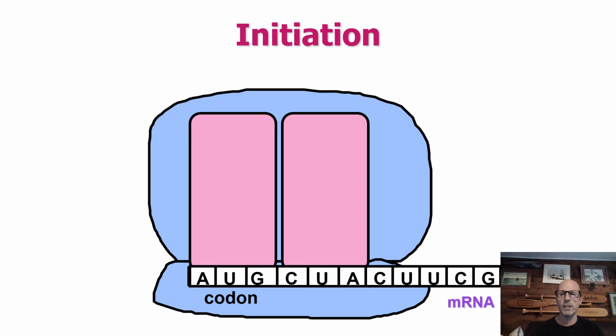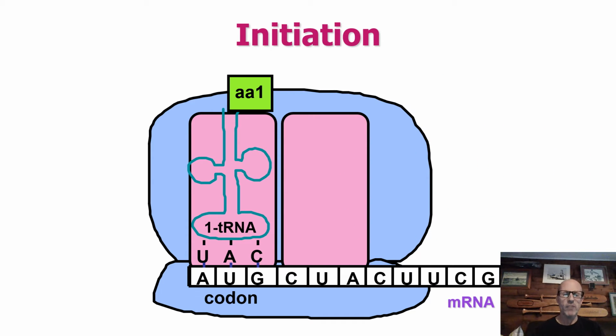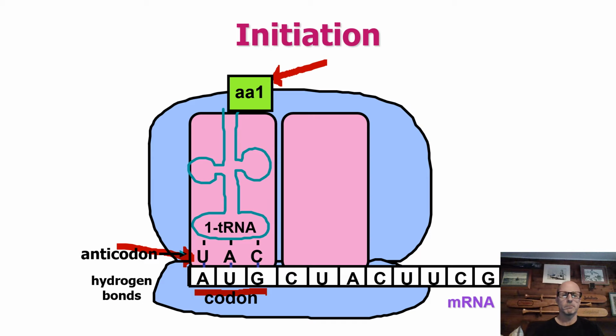So initiation has begun. At this point, the transfer RNA that is carrying the first amino acid, which in this case happens to be methionine, comes in to the P site. So the transfer RNA has pulled in the amino acid. It has lined up the anticodon loop, and that transfer RNA has lined up with the codon in the mRNA, which is AUG. The anticodon would be UAC. And of course, we have hydrogen bonds here holding the whole thing together.